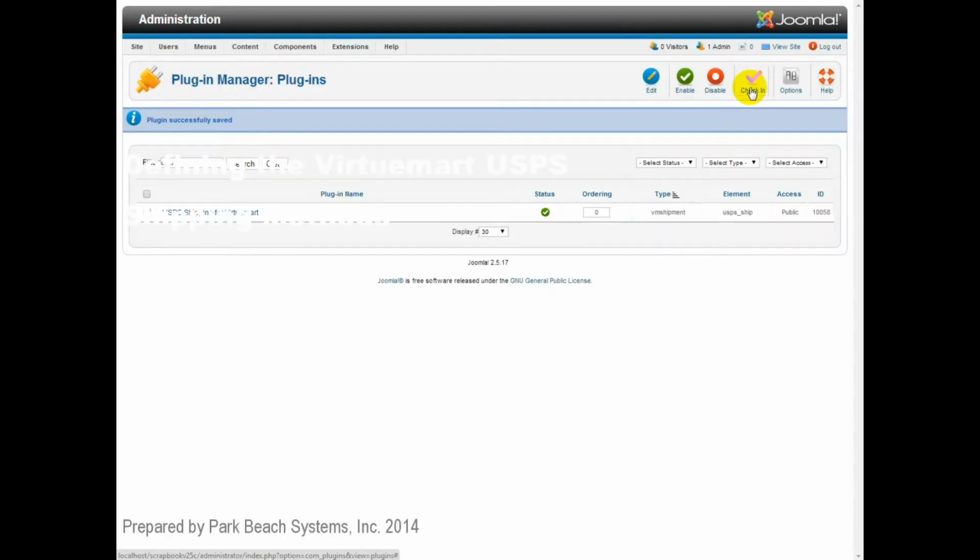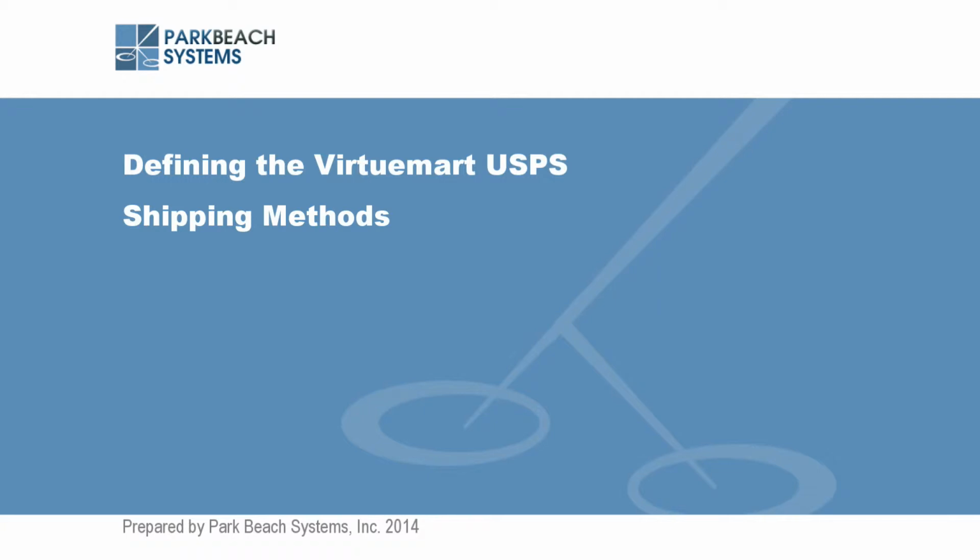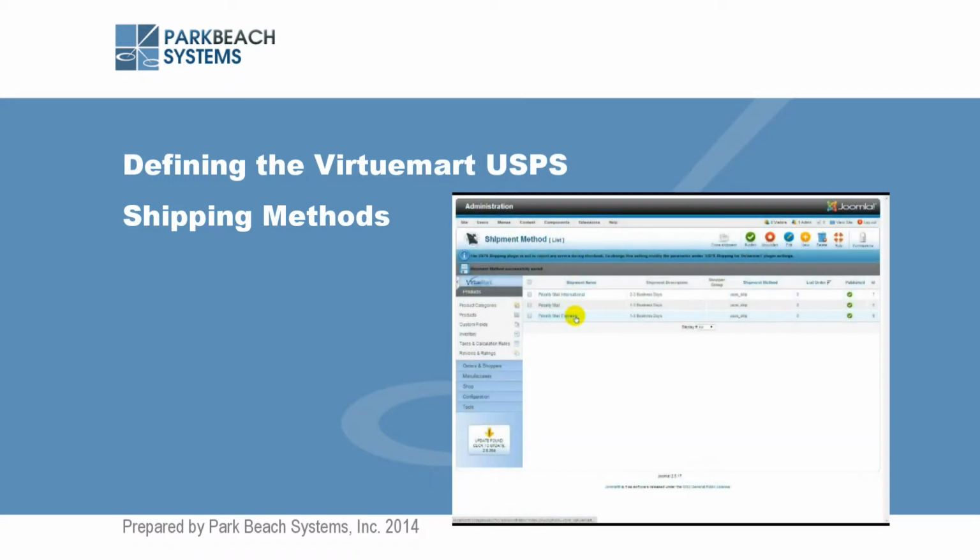With the USPS Shipping for Virtuemart plugin installed and configured, you can now add the shipping methods to your Virtuemart store. Each USPS shipping method you want to offer in your store is defined as a separate shipping method. This design provides greater flexibility to specify certain conditions for each USPS shipping method.